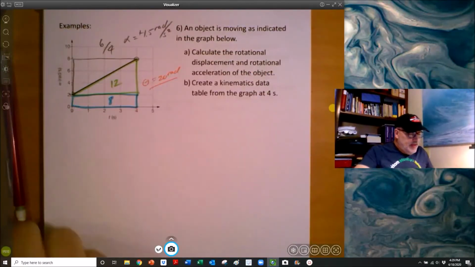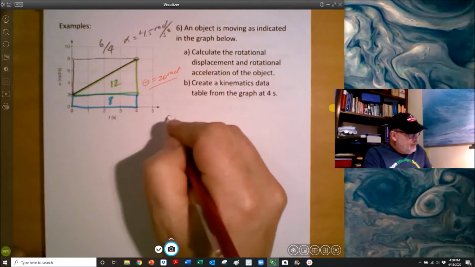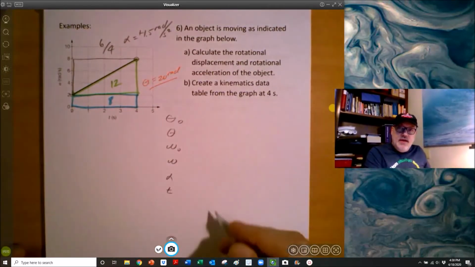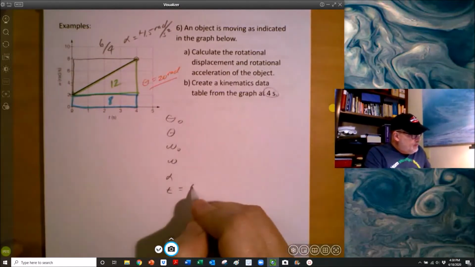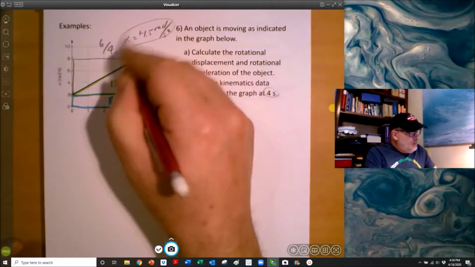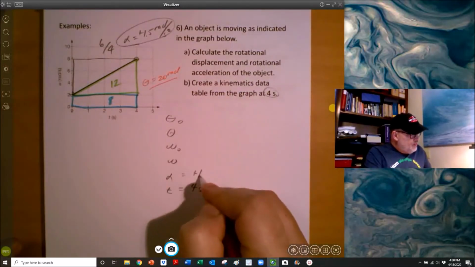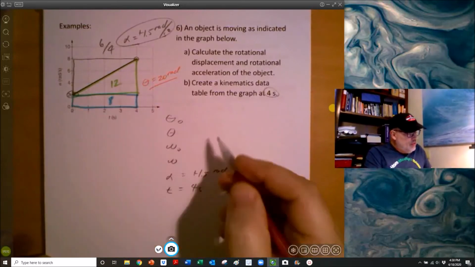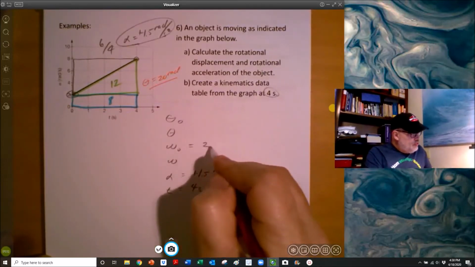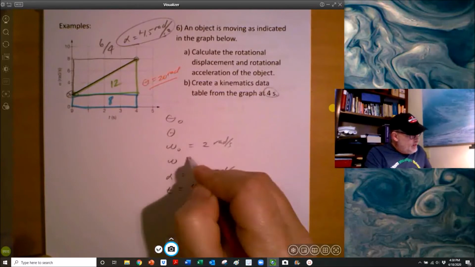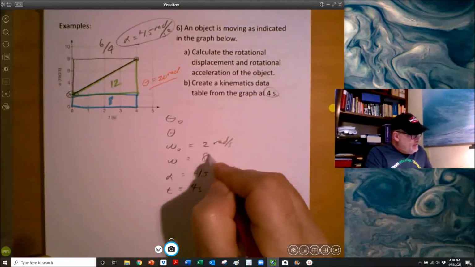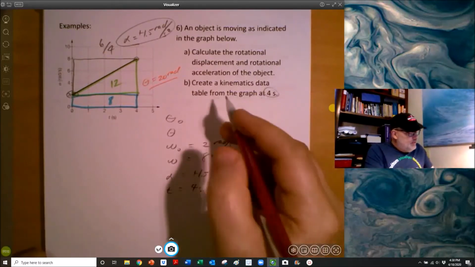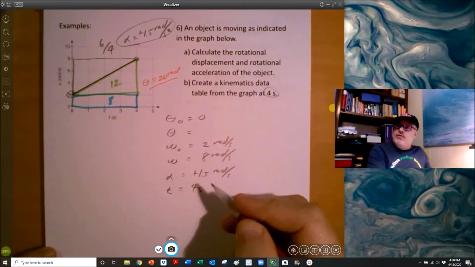Now, our last thing is to create a kinematics table again. So theta naught, theta, omega naught, omega, alpha, and t. Well, again, it gives us the time of 4 seconds. We know the angular acceleration is a positive 1.5 rads per second squared. We know our initial velocity is 2 rads per second, and our final up here is 8 rads per second. Now, they didn't give us the initial position, so I'm just going to assume it to be 0 like we always do if they don't tell us.